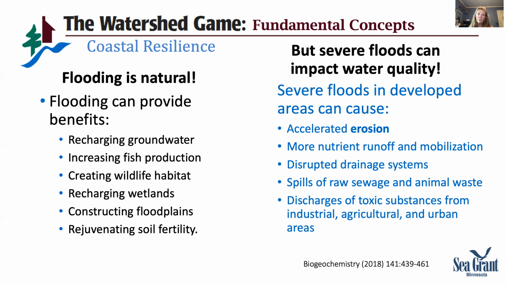But again, severe floods have severe impacts. So not only loss of property, potentially human life, but on the natural side, accelerated erosion, more nutrient runoff from developed areas and mobilization of nutrients, moving them through the system, disrupted drainage systems, spills of sewage, animal waste, discharges of toxic substances from industrial, agricultural, and urban areas. So there you go, proactive pays off.